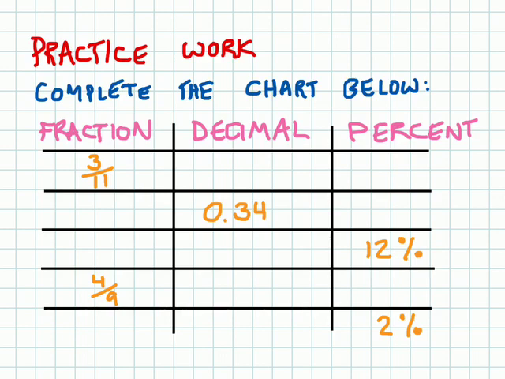And here's your practice work for this lesson. Your job is to complete this chart. So for each of these 5 rows, you've been given a fraction, a decimal, or a percent. Your job is to convert it into the 2 forms that it is not already in.